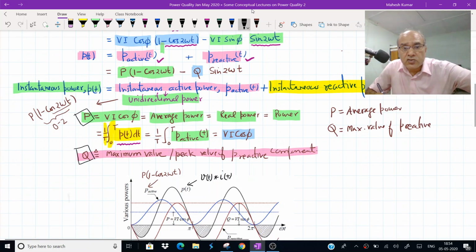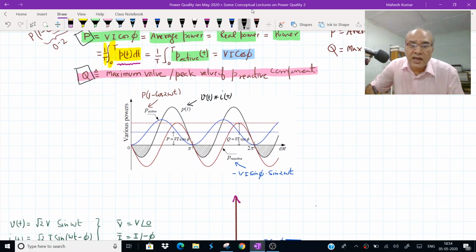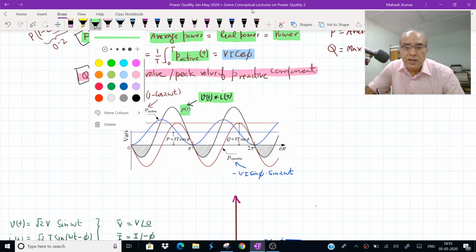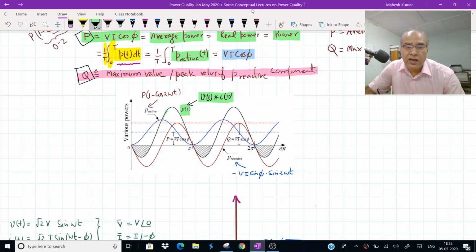Now these powers are shown here. You can look at this diagram. You can plot it yourself using MATLAB. Just define V and I, multiply them, plot these powers and find the different components. So if you see, this is actually P(t). P(t) is the product of V into I. Okay, so this term forms nothing but P. You can see it starts from here, here, here. This is the P.